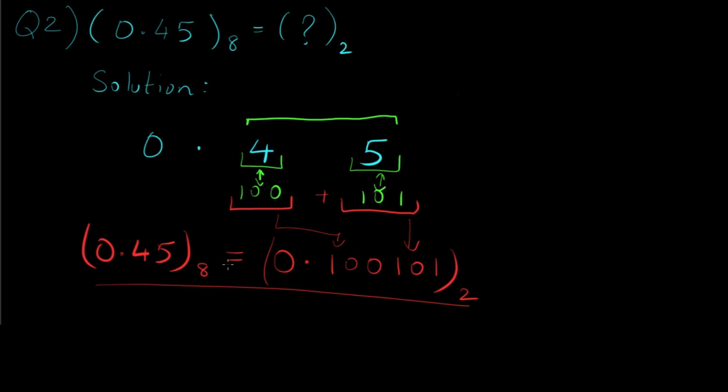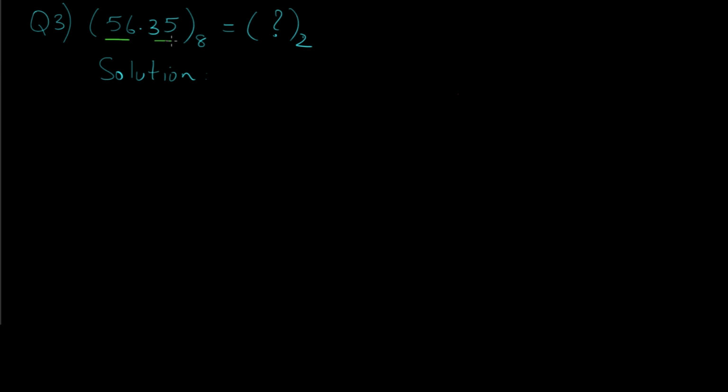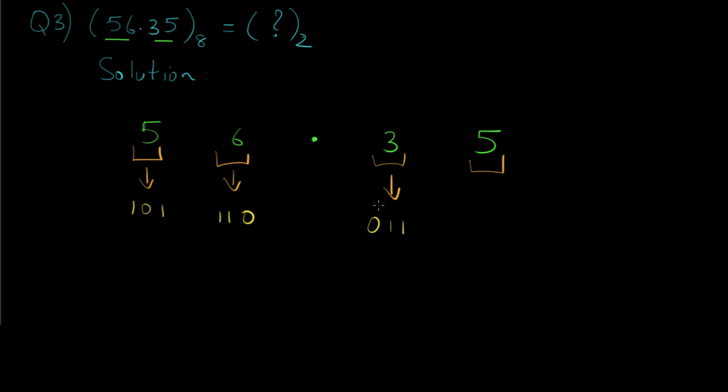So let's see question number 3, which is the combination of question number 1 and question number 2. In this question, we have an integer part as well as a fractional part. So let's first write down the question, leaving some spaces in between. We have a decimal point and then 35. Now as we did in questions number 1 and 2, we first calculate the binary equivalent of these individual digits. So 5 is represented as 101, 6 is represented as 110, 3 is represented as 011 and 5 again is represented as 101.